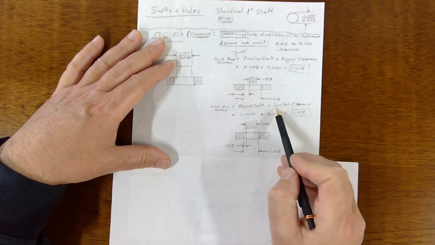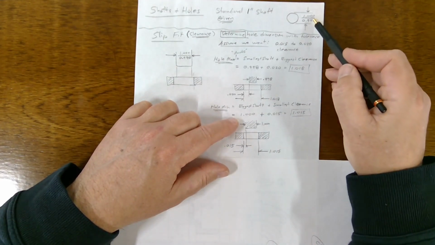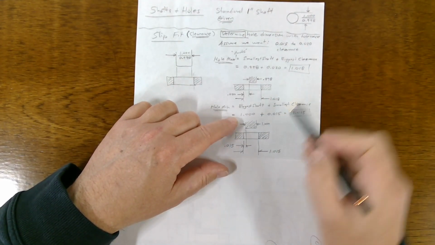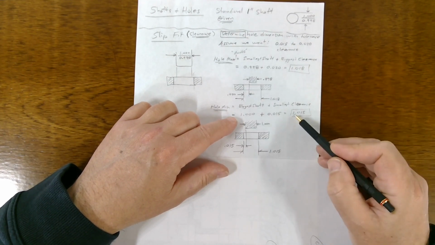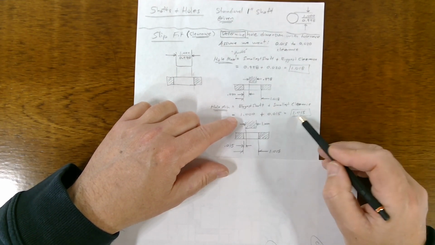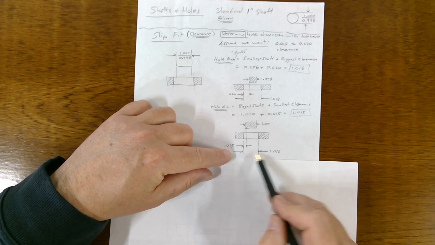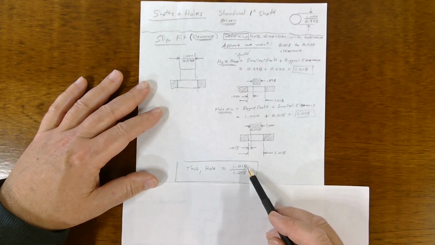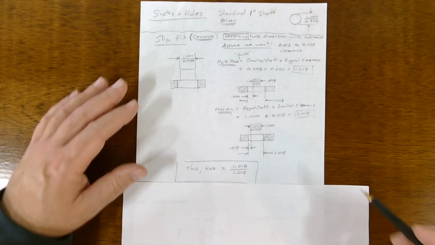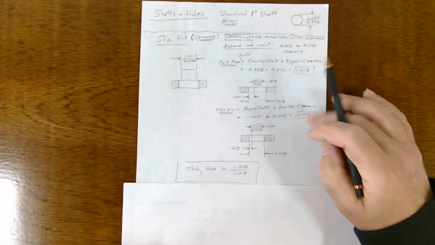It's biggest shaft plus smallest clearance. So the biggest shaft is going to be 1.000. The smallest clearance is going to be 0.015. So you add these up, you get 1.015. And this is what that looks like if you draw it out. So thus, you specify the hole to be between 1.018 and 1.015. Okay, this is the practicality of how to do these things.